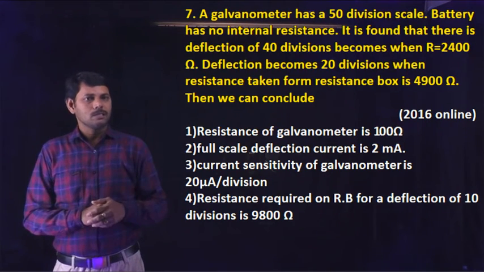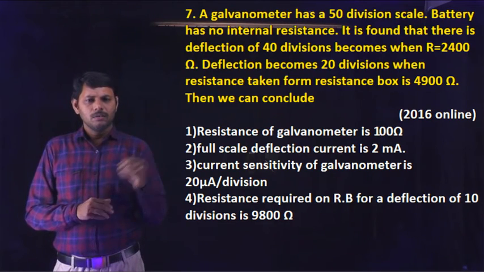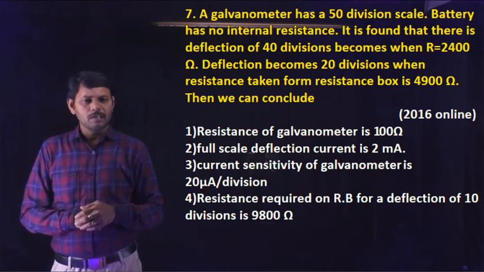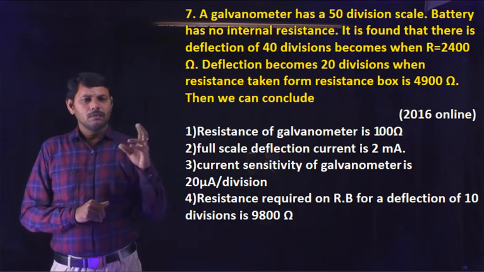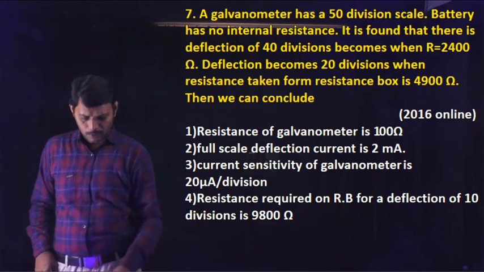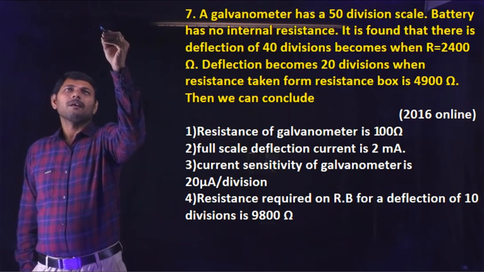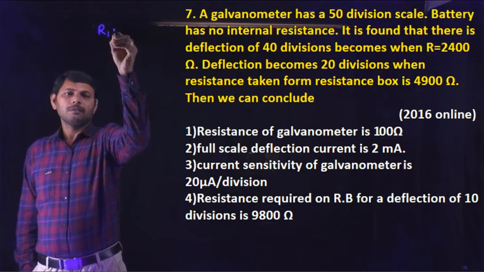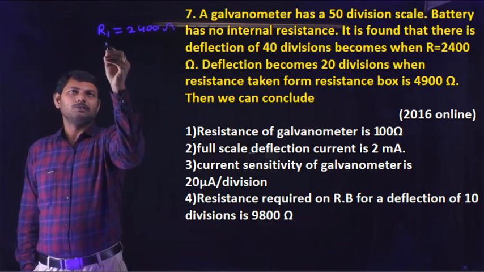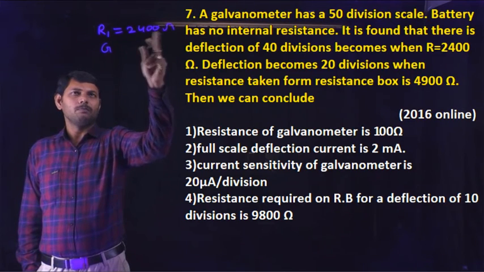A galvanometer has 50 divisions in its scale. The battery has no internal resistance. It is found that the deflection becomes 40 divisions when a resistance of 2400 ohms is present. From this we write, for a resistance R1 equal to 2400 ohm, there is a galvanometer G. For this galvanometer we connect 2400 ohm in series.